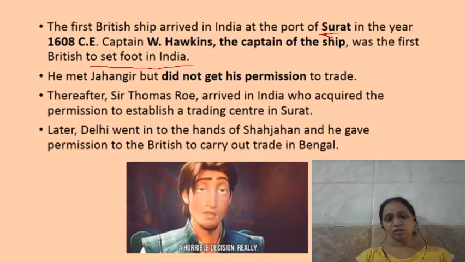Later Delhi went into the hands of Shah Jahan. After Jahangir, who got Delhi? Shah Jahan. And then he granted permission to the British to carry out trade in Bengal. Actually Shah Jahan granted permission to the British East India Company to do trade in Bengal, and that is considered to be a horrible decision in history. From here the British East India Company started their trading full-fledged, and they also slowly and gradually started expanding their foot in Indian politics and economy, both.